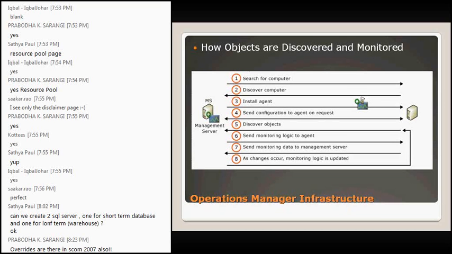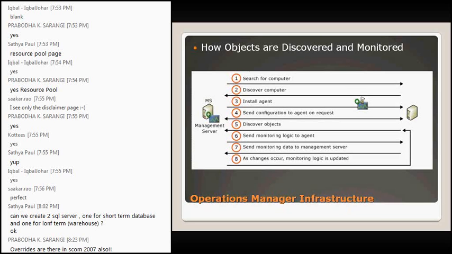The very first step that the management server does is search for the computer. Once the computer is found, it checks whether this computer is already managed by this SCOM. If not, it is going to discover the different computers, and once it is discovered and found that there is no agent running on it, it is going to install or push the agent from the management server to the client.